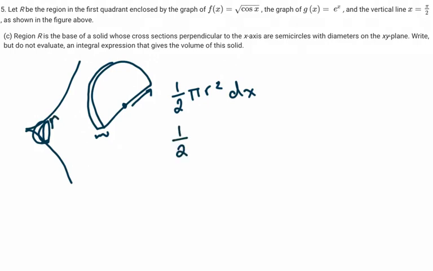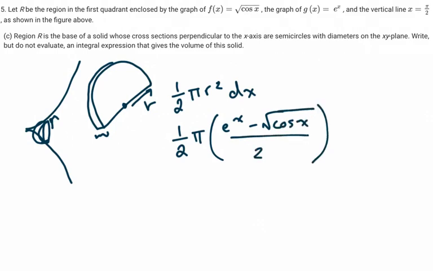So here we're looking at pi times 1/2 pi times, let's see, the upper bound is e to the x minus the lower bound root cosine of x, and then the radius, so it's just half of that, squared dx. And this is then the integral that you would want.